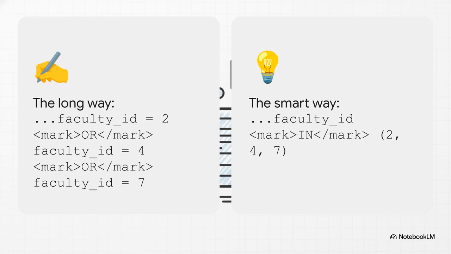And you know what's great? SQL gives us these awesome shortcuts to keep our code from getting messy. Instead of a long chain of OR conditions to find students from a few different faculties, you can just use the IN operator with a simple list. It does the exact same thing, but it's way more efficient and a whole lot easier to read.